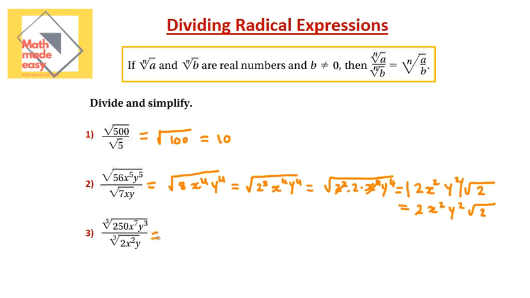Now let's look at our other question here. This is the cubic root. Can I simplify? 250 divided by 2 is 125. And x to the power of 7 divided by x squared, well, 7 minus 2 is 5, so this is x to the power of 5.